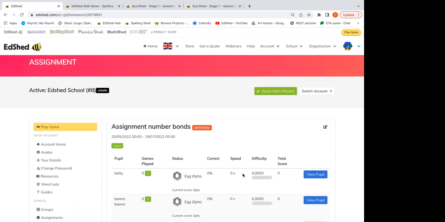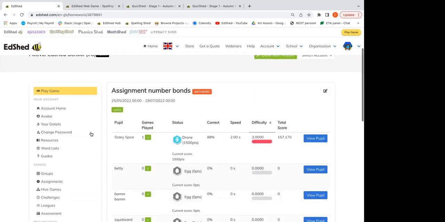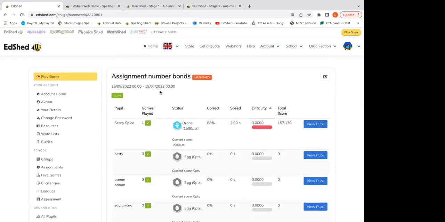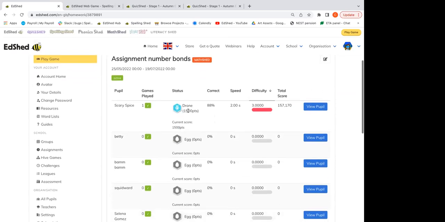When you've assigned something, you can see here how the children have got on. Whatever it is that I've assigned, you can see how many times they've played that, what percentage they've got correct, the difficulty that they chose depending on what the assignment was, and the score that they've got. And then they can go up in assignment status. This changes depending on how many points they've got.